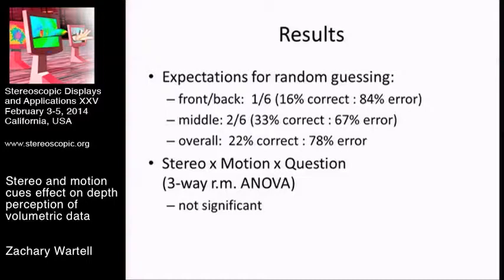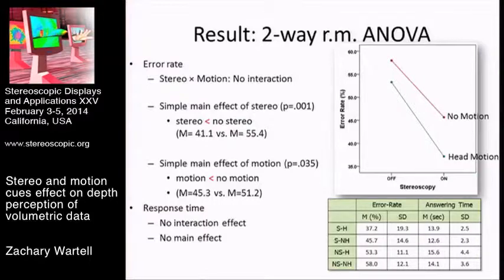The first thing we looked at was whether the question, which of those three questions, had an interaction effect, and the answer was it did not have an interaction effect between the stereo and motion conditions. When we looked at the two-way repeated measures ANOVA, there was no interaction between stereo and motion. There was a simple main effect of stereo and also a simple main effect of motion. The averages for stereo were 41% error versus 55% for non-stereo, and for the main effect of motion, it was 45% for motion and 51% for no motion. The graphs over here indicate the qualitative trends you might expect.